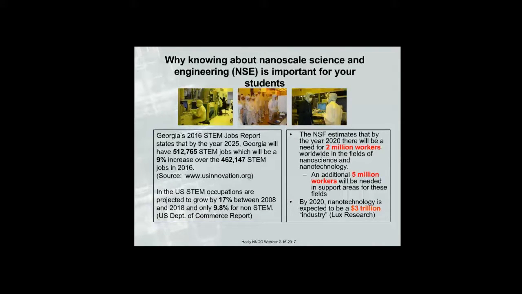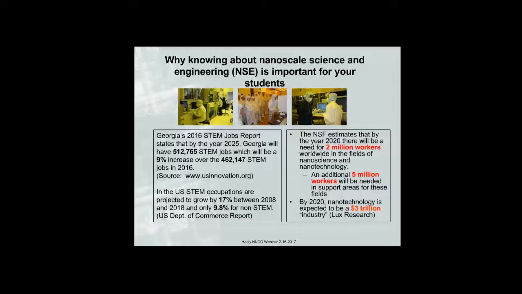So why should you know something about this? I'm using the Georgia data. These are the STEM report cards that come out from U.S. Innovation. As you can see here, there's about a 9% increase needed for jobs between 2016 to 2025. And U.S. STEM jobs are supposed to grow by about 17% compared to 9.8% for non-STEM. And the NSF estimates that we need 2 million workers worldwide in this field, with about 1 million of those in the U.S.